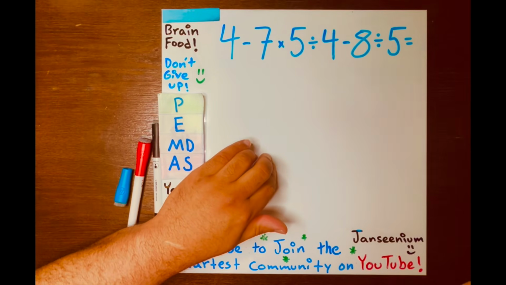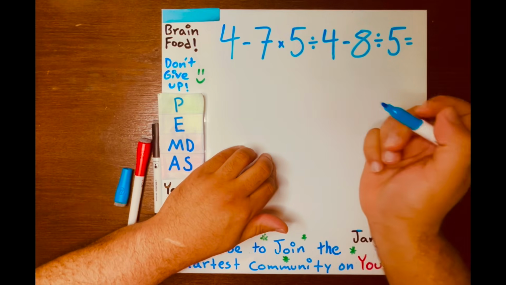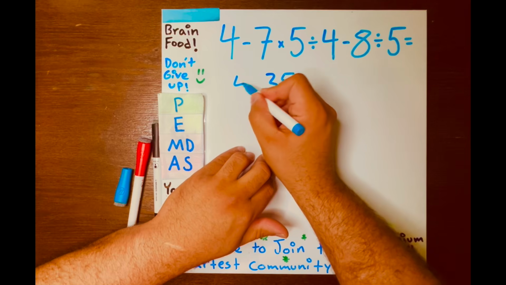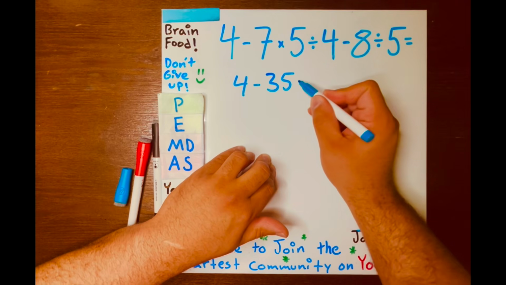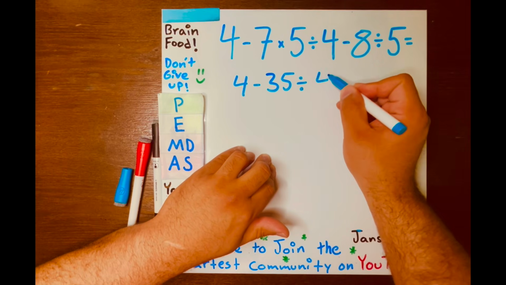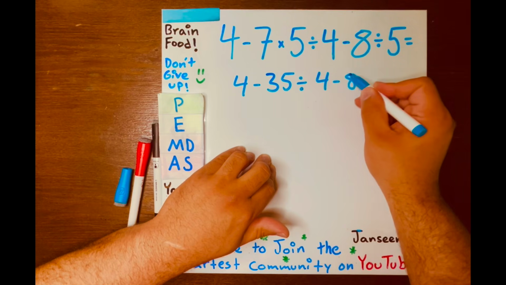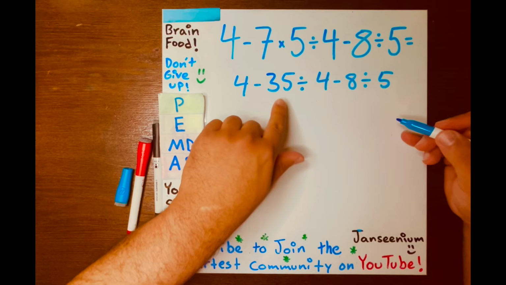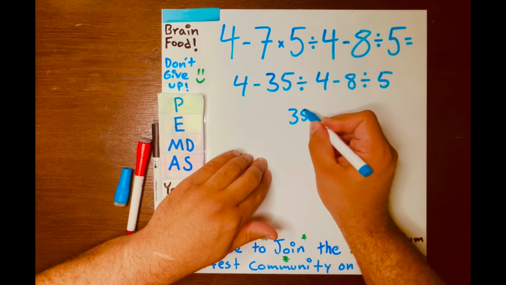7 times 5 goes first. 7 times 5, that's easy, 35. Next, I drop the 4 minus down, divided by 4 minus 8, divided by 5. 35 divided by 4 goes first.